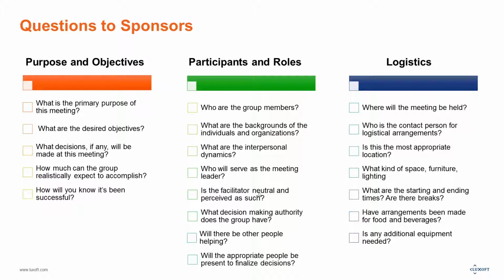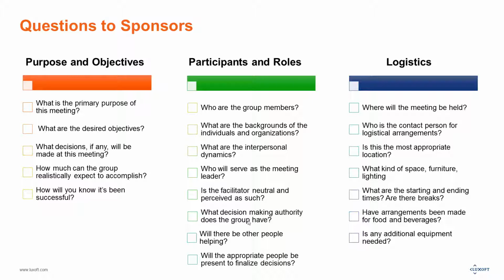And again, is the facilitator neutral and perceived as such? Because if the facilitator is actually a sponsor of the meeting and has his or her own intentions or purposes for the meeting, he or she can't be neutral for the meeting. And it should be clearly communicated to the meeting participants.